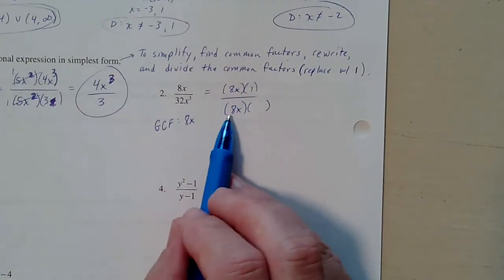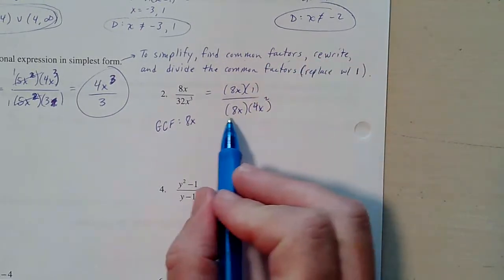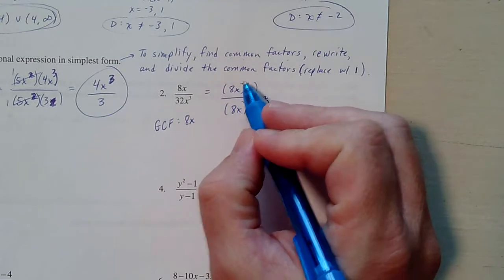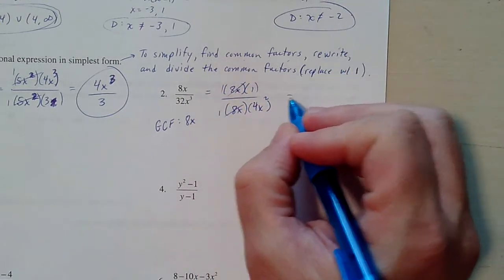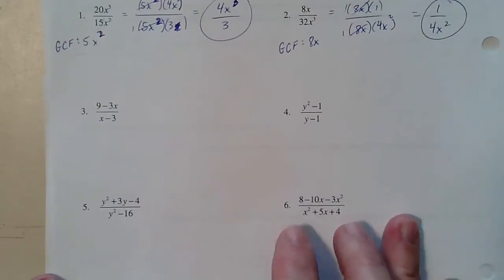All right, so here we go. 8x times the 4x squared gives me 32x cubed. The 8x's will divide out, and we're left with 1 over 4x squared. Okay? Okay, let's take a look at 3.